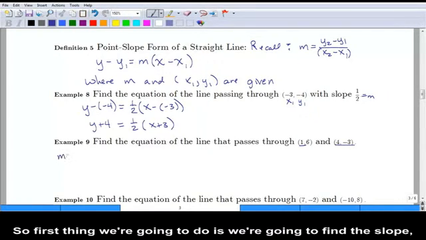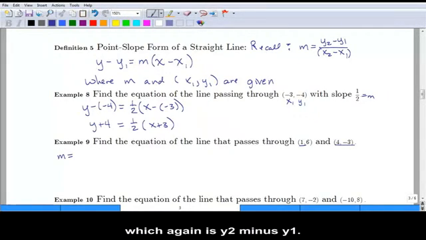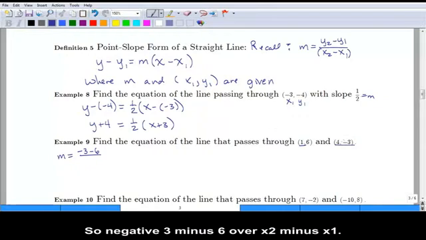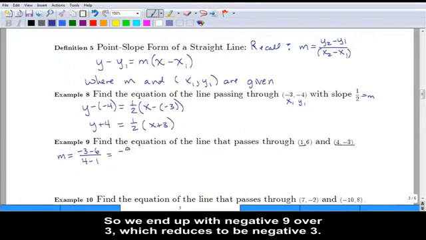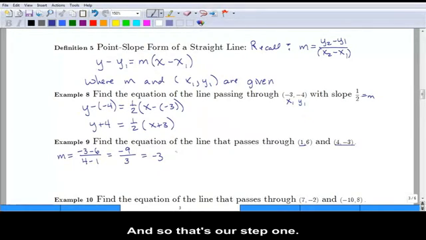So first thing we're going to do is we're going to find the slope, which again is y2 minus y1, so -3 minus 6 over x2 minus x1, so 4 minus 1. So we end up with -9 over 3, which reduces to be -3. And so that's our step 1.